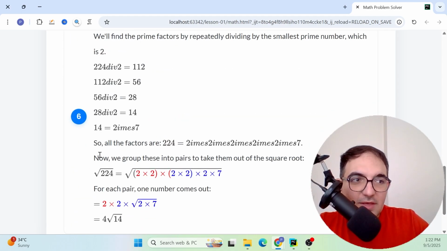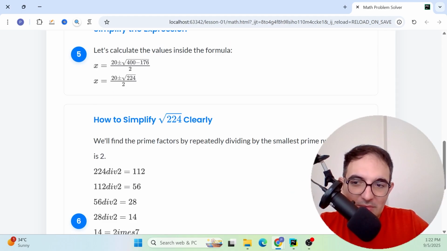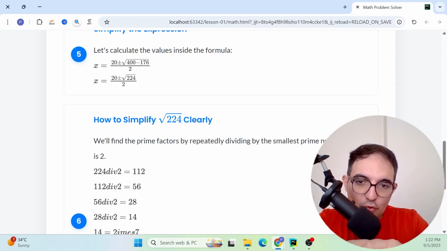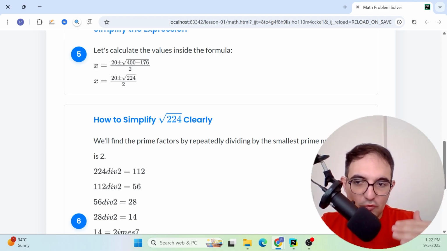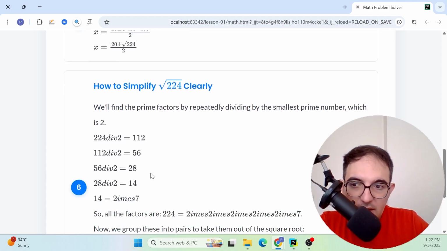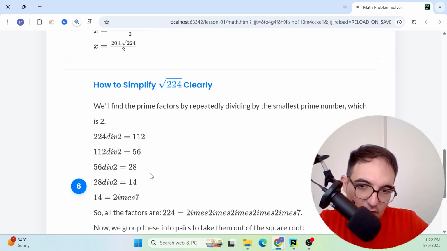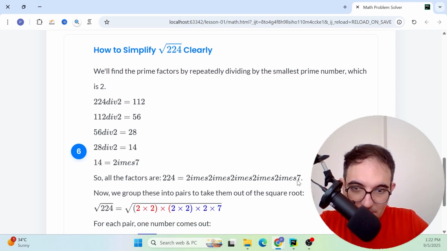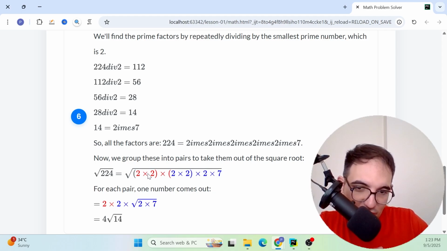Now step 6 is very important. How do we simplify the square root of 224? Let's break it down. We can divide 224 by 2 again and again to find all its pairs. As you can see here, we get the list of numbers 2, 2, 2, 2, 2, and 7. Now we convert it into pairs. We have a pair of red 2s and a pair of blue 2s.